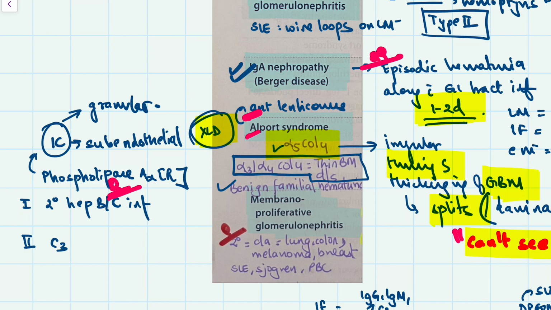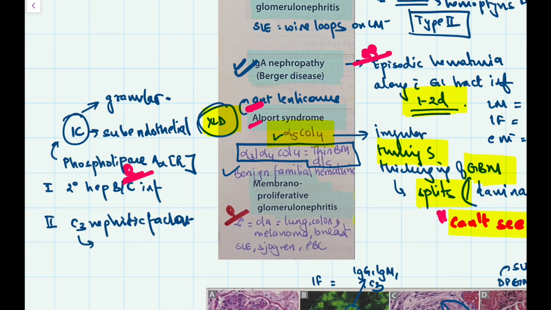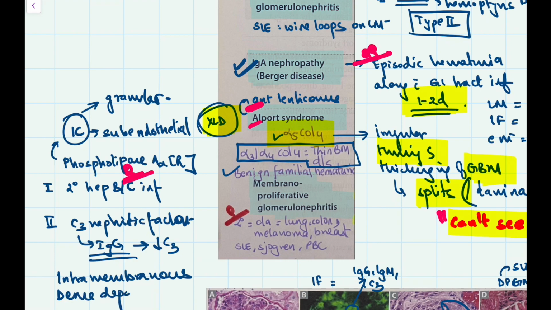The type 2 is associated with C3 nephritic factor. This is nothing but an IgG autoantibody that stabilizes the C3 convertase. Due to this, there is persistent complement activation, finally leading to consumptive decline in the complement C3, hence the C3 is decreased. In type 2, the deposits are intramembranous, right? And it is also called dense deposit disease.